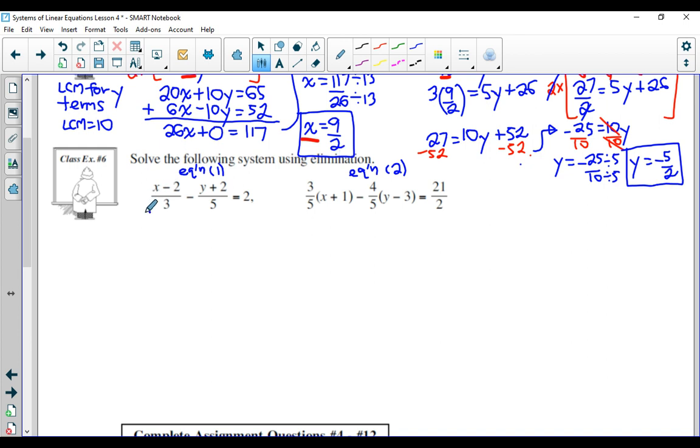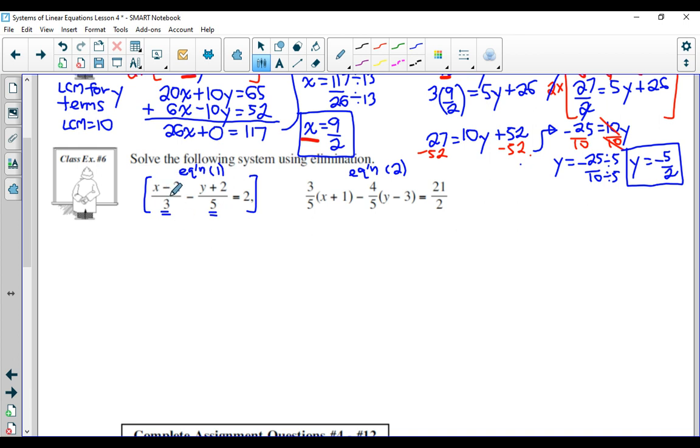So what I want to do is, for this first equation, what do you need to multiply by to get rid of these two fractions? Now, if you have two fractions and two separate denominators, you actually need to look at the lowest common multiple of the two denominators, okay?